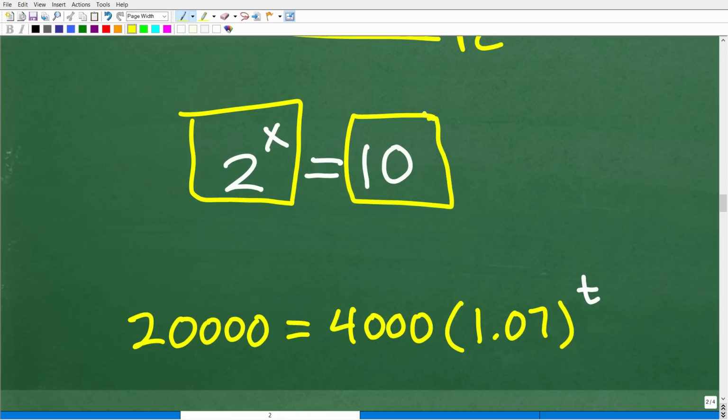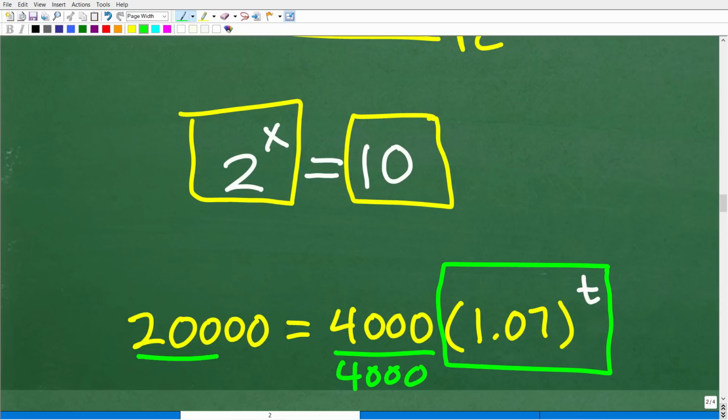So the first step we need to take here is to get this part of the equation all by itself on one side, and then we want to get a number all by itself on the other side. So how can we get rid of this 4,000 in front of this 1.07 to the t power? Well, if you're like, hey Mr. YouTube Math Man, we can just divide both sides of the equation by 4,000, well, you would be right.